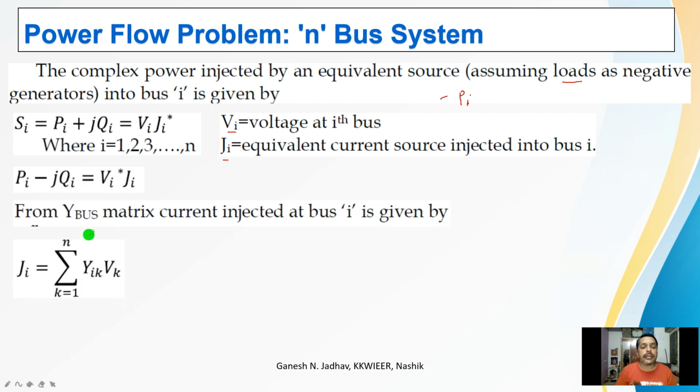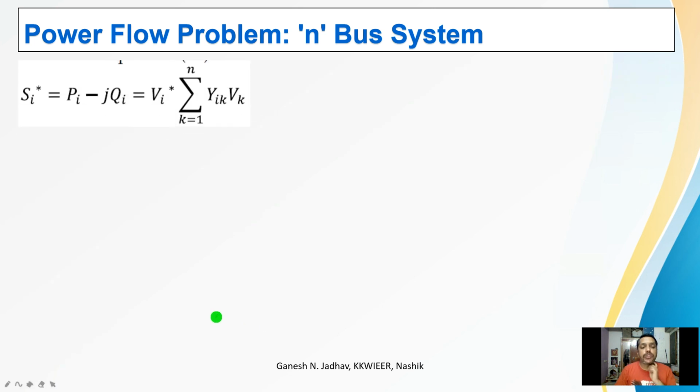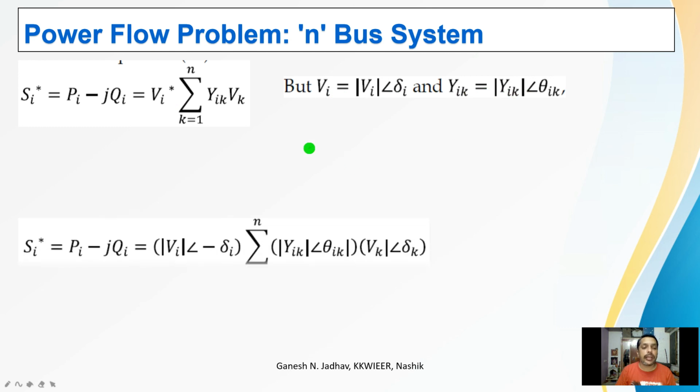So in the Y bus matrix, we know that Ii is equal to the summation from k equal to 1 to n of Yik Vk. Now I am taking this up to n, so Yik into theta ik. Suppose I substitute the value of Ii, that is the summation from k equal to 1 to n of Yik Vk. After substituting this, we will get this term. But Vi is equal to mod of Vi at an angle of delta i, and Yik is equal to mod of Yik at an angle of theta ik.